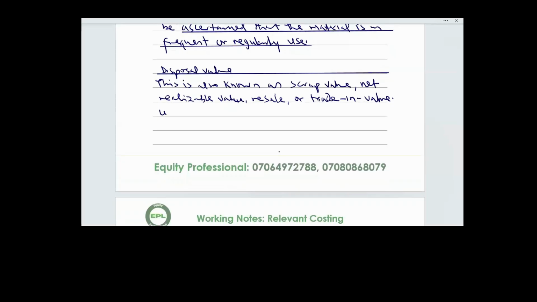It represents the amount at which the material held in store, or in stock, the material held in store or warehouse, can be disposed of.